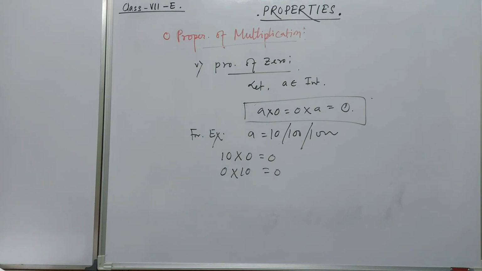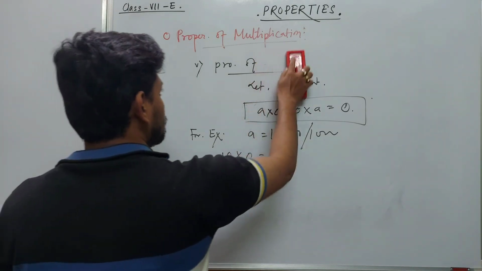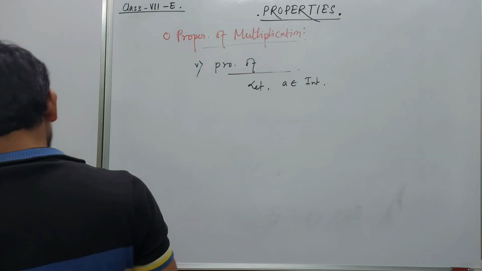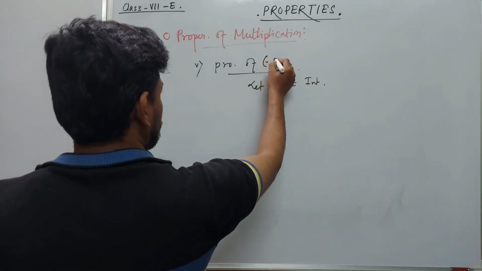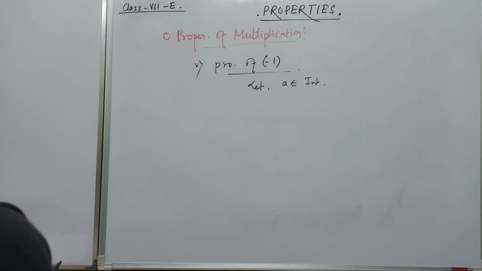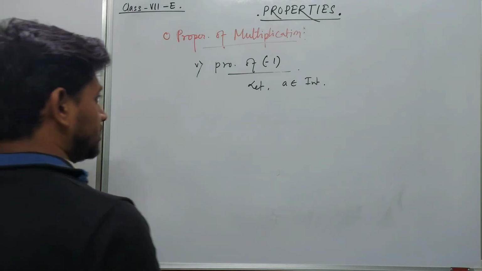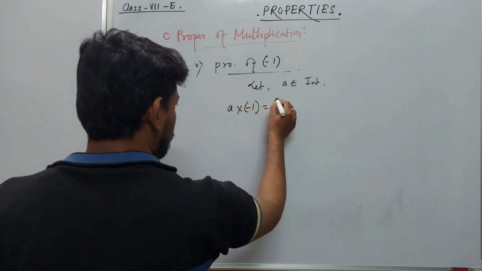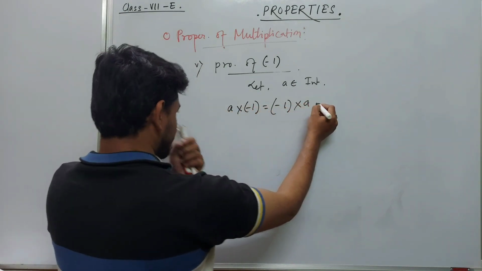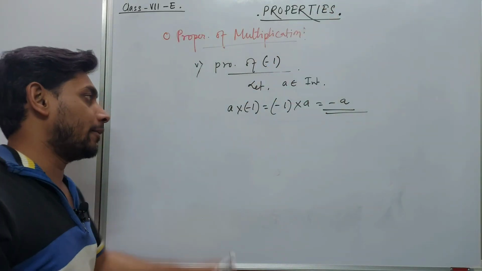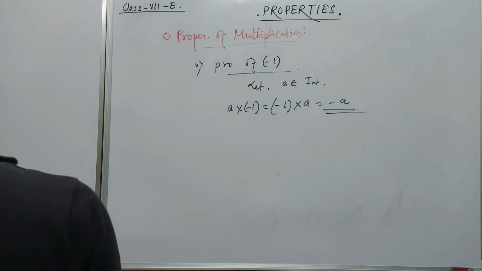Next part is property of minus 1. Let a belong to integers, then we can say a into minus 1 equal to minus 1 into a, that is minus a, that is the additive inverse of a.